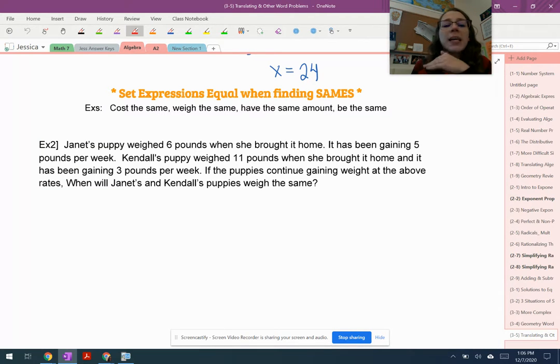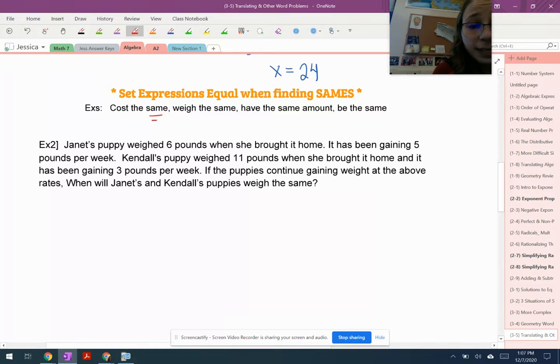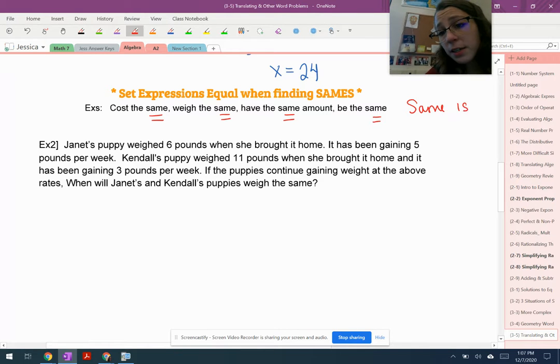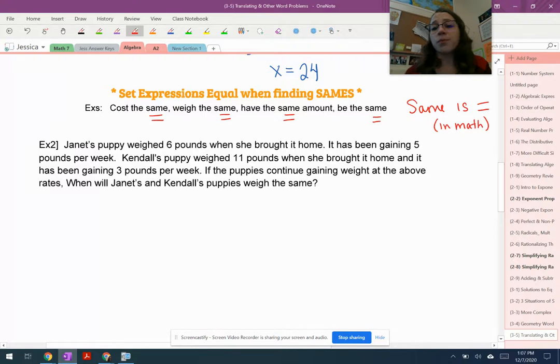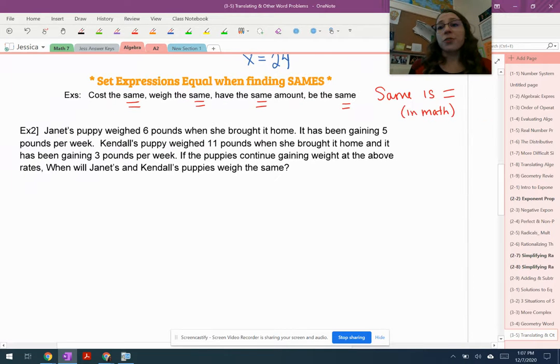So if the problem is ever asking you to find out when two things cost the same, when two things weigh the same, when two people have the same amount, when any two things are the same. When you're talking about same in math, same is equal in math. We know in real life that's not always true, but in math at least it is. Whenever they're talking about two things being the same, that is equal.